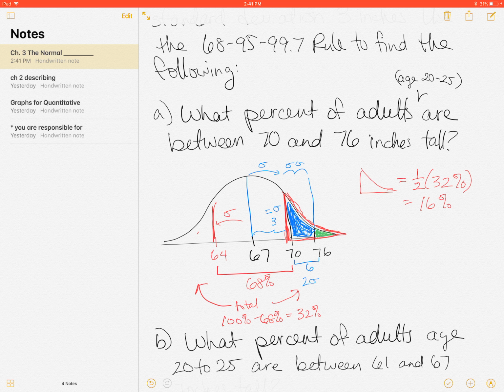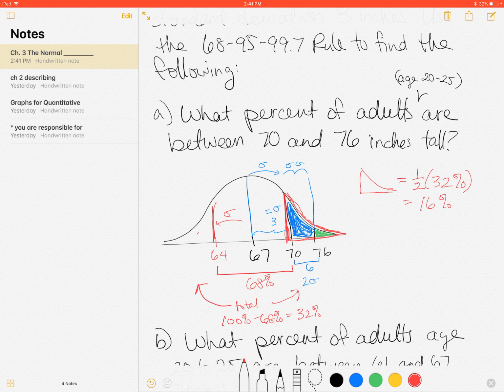I found the inside using the 68, 95, 99.7 rule. I then figured out where the 2 tails were and took half of it to get 1 tail. We found the same value a different way before by saying if 68% is in the middle, then half of that is 34. Subtract that from the total 50% on the right. It doesn't matter which way you get it. There's lots of good ways to get it.